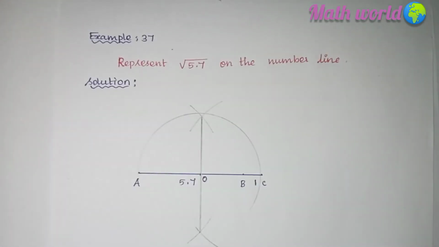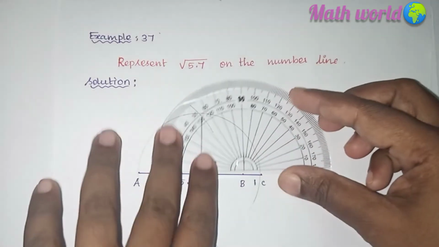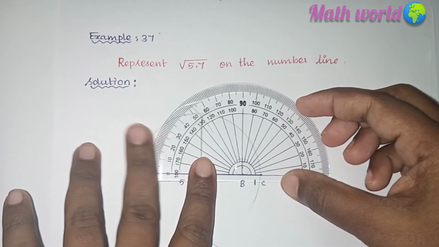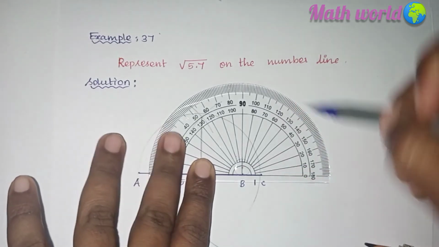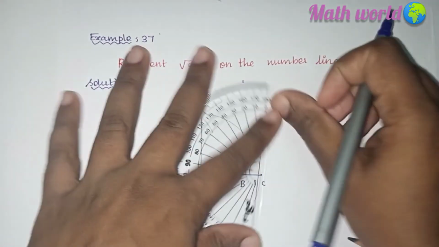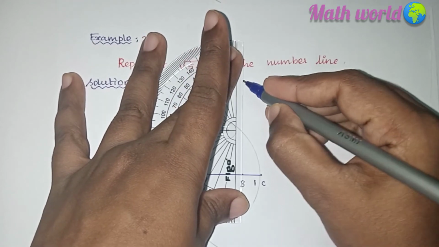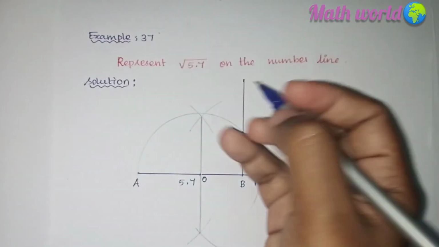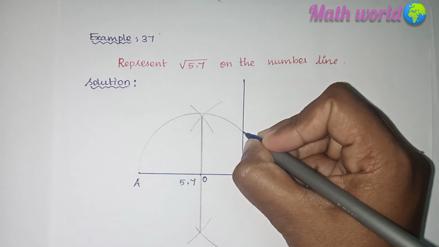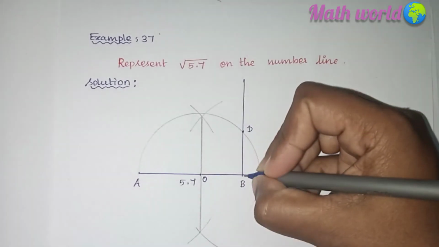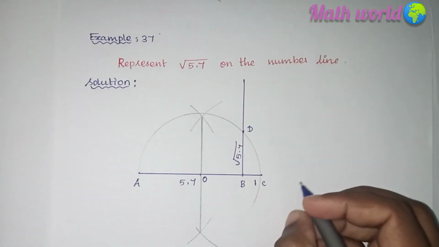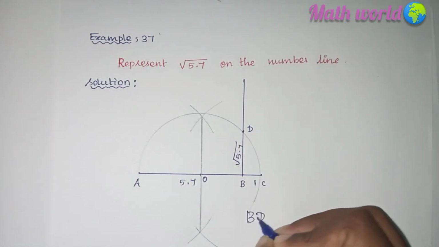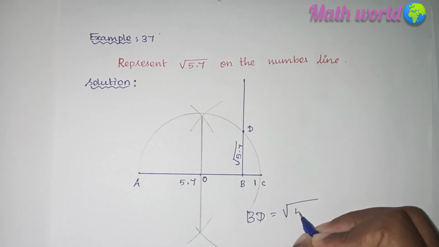Now the semicircle has been drawn. Now you take the 90° perpendicular distance from B and draw it. Where this line meets the semicircle, it is marked as D. This BD distance is called square root of 5.7. So I can write BD is equal to square root of 5.7.